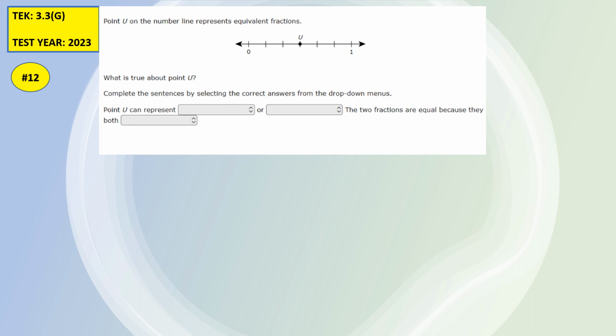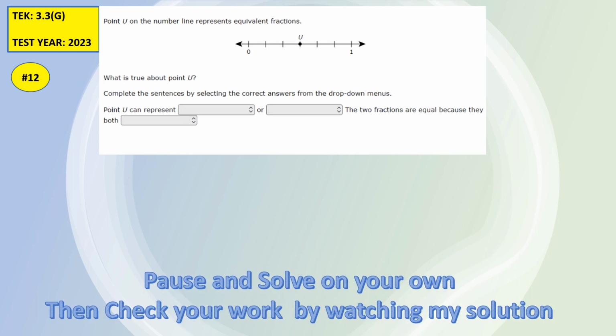Now, we're trying to figure out what's true about point U. And again, point U is on that number line. So I want you to pause and solve on your own, then check your work by watching my solution.